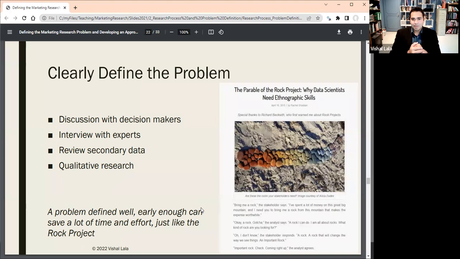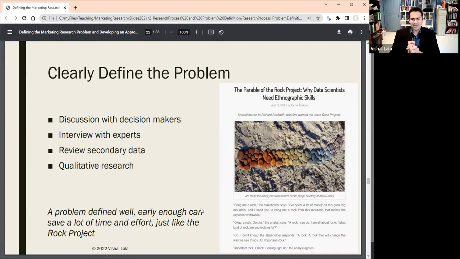Let me share with you a little anecdote here. It's the rock project story. And here's how the story goes. A certain rich person decided to go and buy a mountain. And having bought the mountain, he now decided to hire an analyst. He told the analyst, "I spent a lot of money on this great big mountain, and I need you to bring me a rock from this mountain that makes the expense worthwhile."